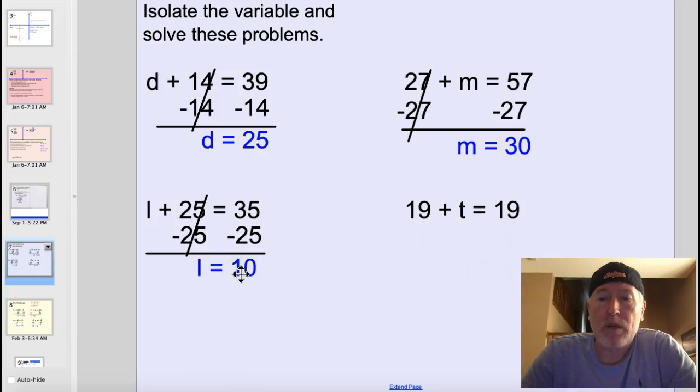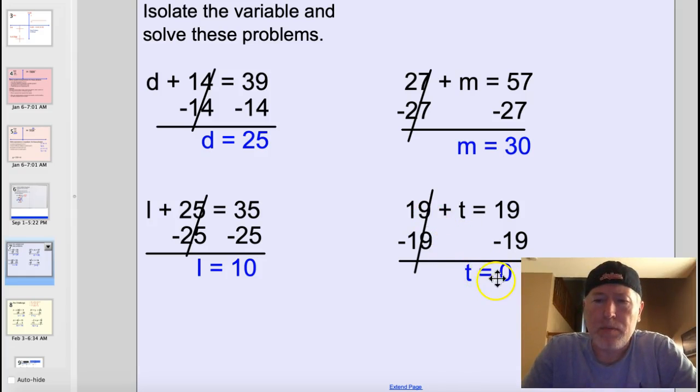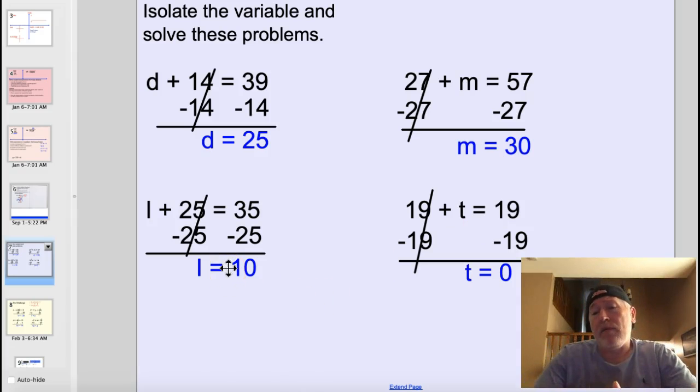All right, this last one. Subtract 19 from both sides. We got t equals 0. What? You can't have 0 as an answer. Oh, maybe we can. Let me see. Let's put it in. 19 plus 0 equals 19. Right? Okay. All right, now we've got those 4 down.